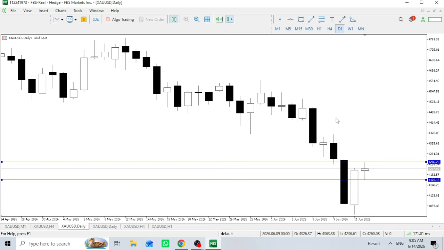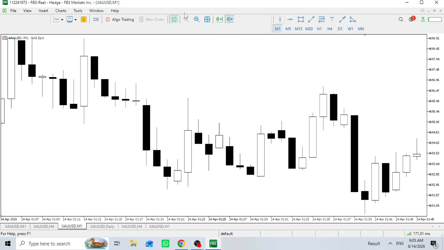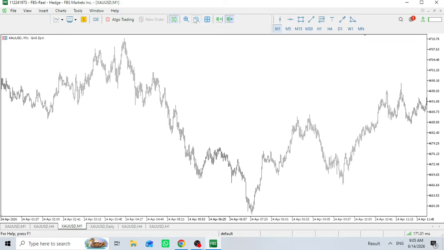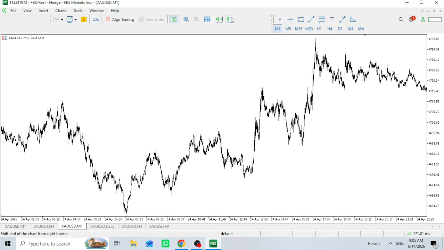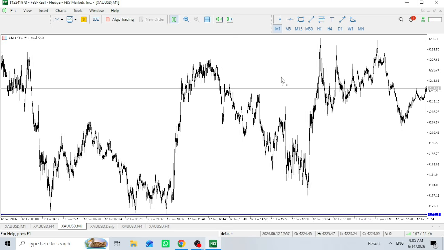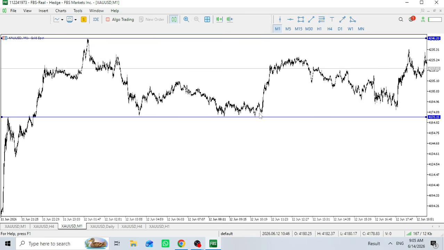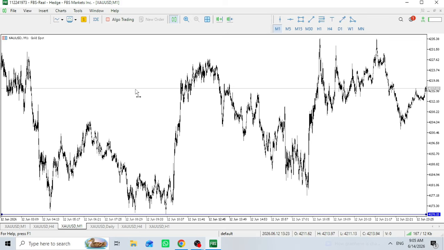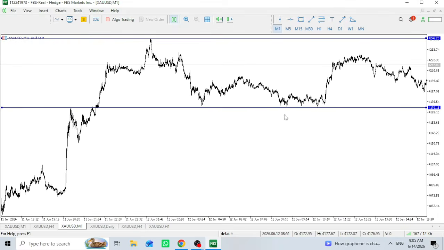So if I go to a lower time frame, like the 1 minute time frame, and I compress this chart this way, you will find I was supposed to buy where? The lowest low of that day is here. So I was supposed to buy here and I was supposed to sell from there. Can you see that? I was supposed to buy here and sell there. Can you do that?